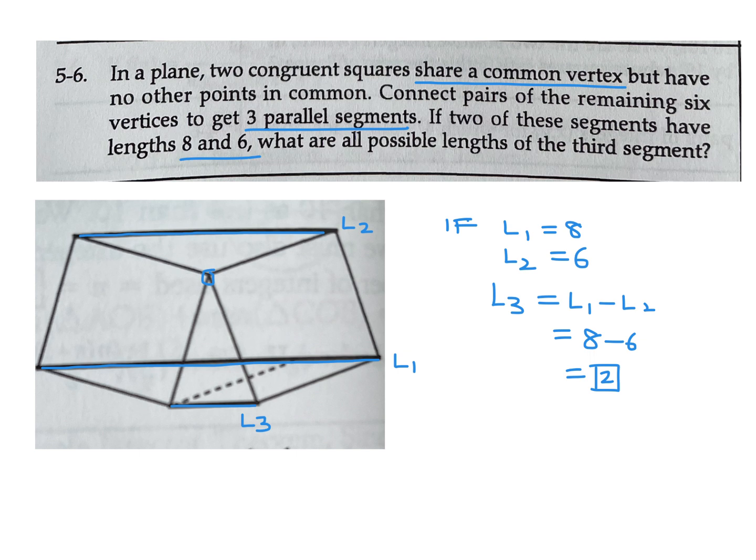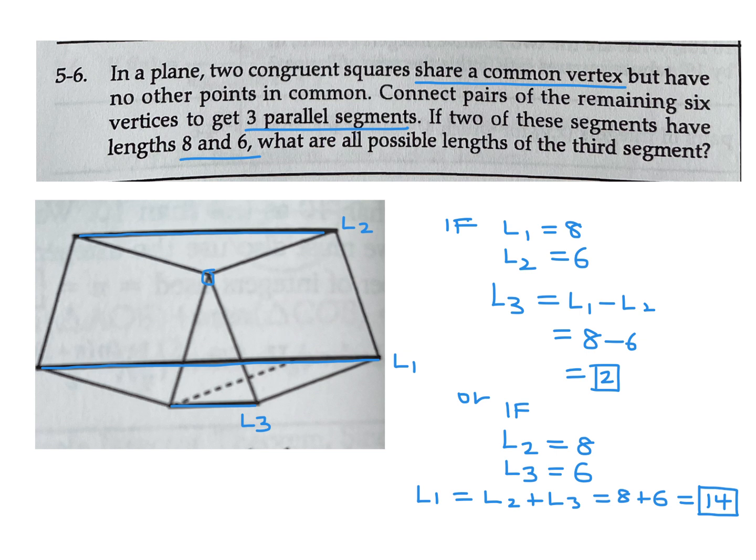So that's one possibility. Or if we set L2 equal to 8 and L3 equal to 6, then L1 therefore would be L2 plus L3, which is 8 plus 6, which is 14. So those are the 2 possible values for the length of the third segment, 2 and 14.